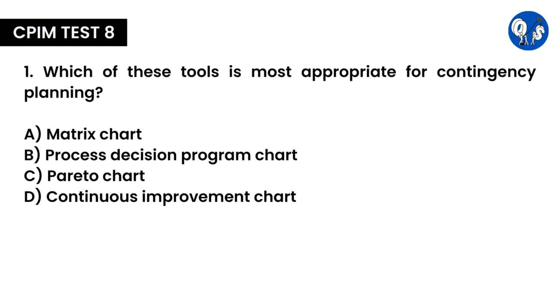The process decision program chart is ideal for contingency planning as it helps identify potential problems in a plan and outlines countermeasures. It visually maps out steps and associated risks. This makes it the most effective tool for preparing alternatives.